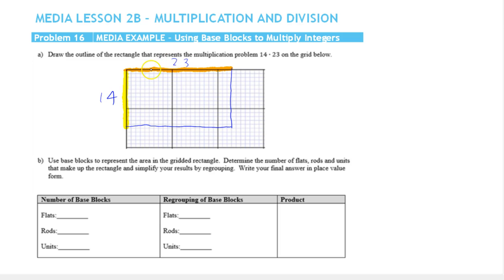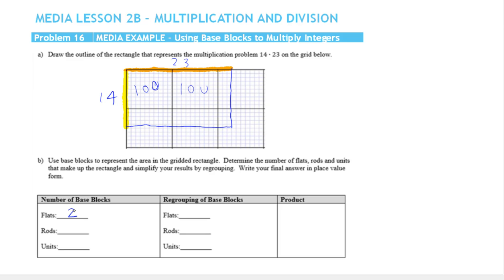And if we wanted to find the product of 14 and 23, we'd basically want to find the total number of these little squares. Okay, now personally I have no interest in counting these little squares, but let's remember the idea of base blocks and we can figure this out more easily. Now notice right here there's a flat. This is 100 and this is 100. So we have two complete squares of 100 units which make flats. Okay, so we're going to use base blocks to represent this. So far we see we have two flats.